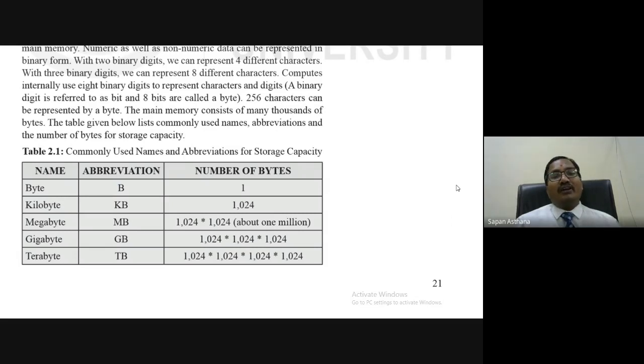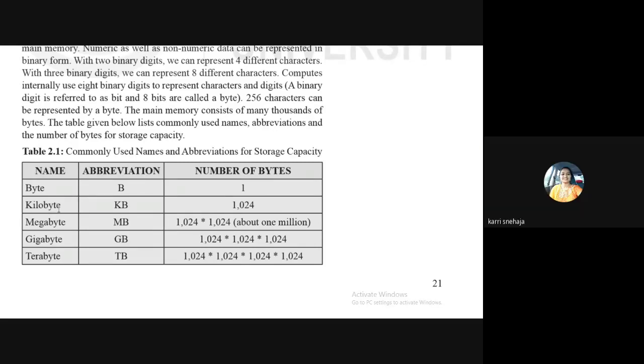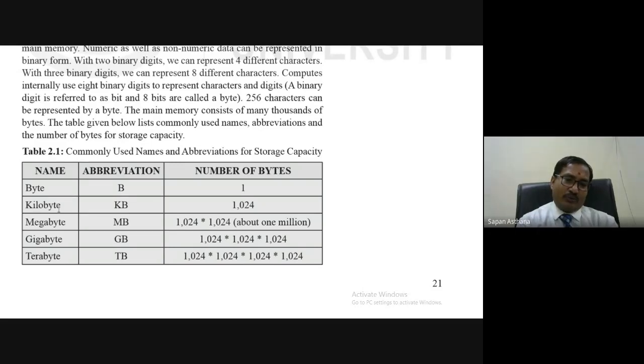Here it is very important: the commonly used names and abbreviations for storage capacity. All of you are seeing the byte, this one byte, and then kilobyte. If I ask you, in 1 kilobyte how many bytes, who will reply? 1024, sir. Yes, this is the clear table in front of you. And megabyte is 1024 into 1024, about 1 million.